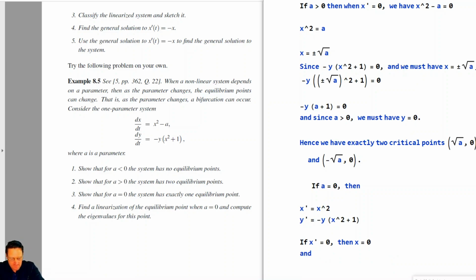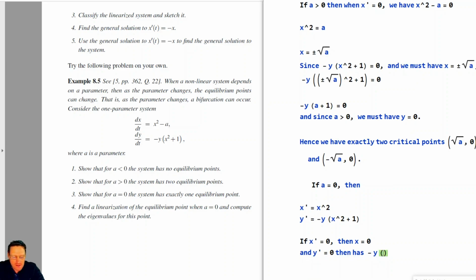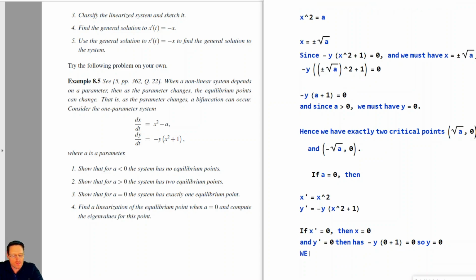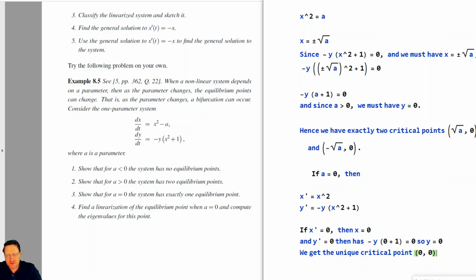And if y dash is 0, then we have minus y times 0 plus 1 equals 0, and so you see that y is equal to 0. Okay, so we have the unique critical point, 0, 0 in this case. All right, so there's only one. So that's number 3 done.